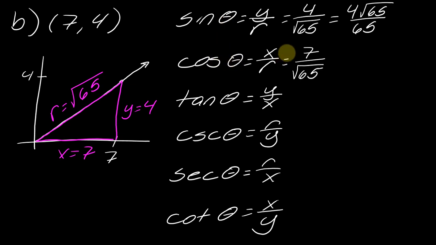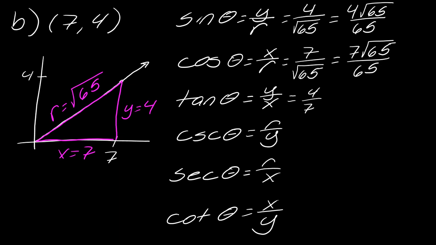And then we have x over r. So this is going to be 7 over the square root of 65. Sorry, you might hear my dog crying in the background. Okay, so back to rationalizing. So I multiply the top and bottom now by the square root of 65. So if I do that, I get 7 times the square root of 65 over 65. And then for tangent, so tangent is y over x. So that's going to come out to 4 over 7.